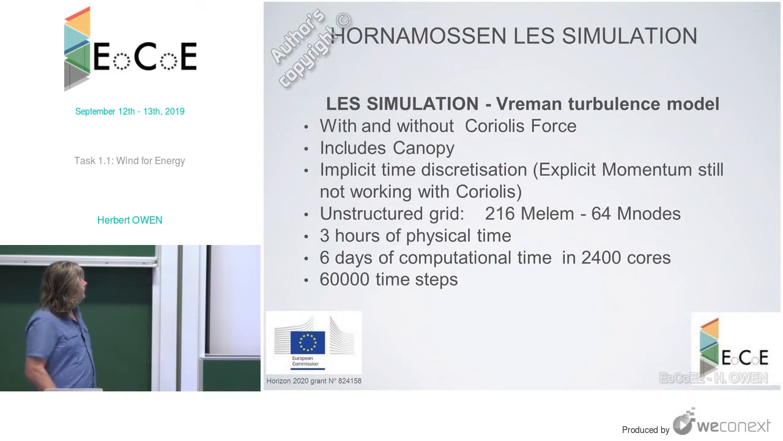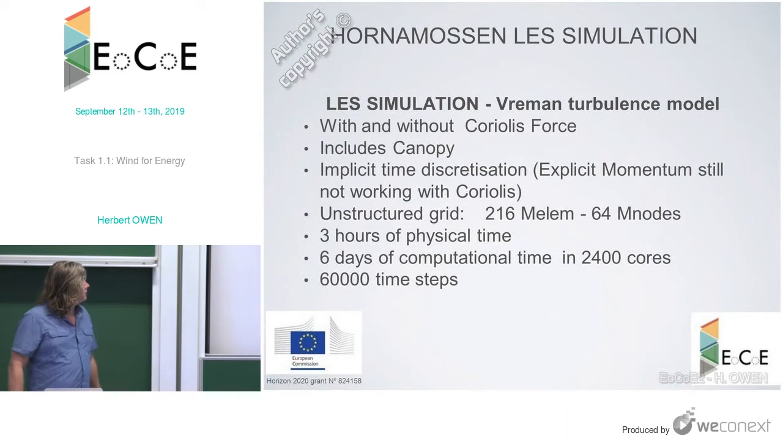We have started simulating this without Coriolis force. Then we have introduced Coriolis force. That also implies that you need to include thermal force. We have included the canopy. Here you have very good data for the canopy, or at least a lot of data for the canopy. We have been forced to use an implicit time discretization. That is not what we are using now, because the explicit time discretization coupled to the models that we use is still not working with Coriolis.